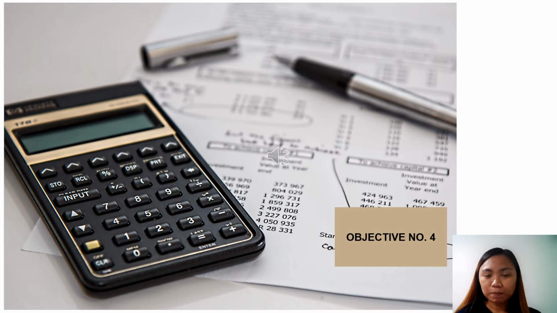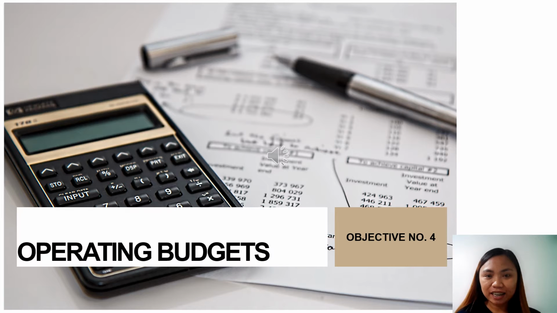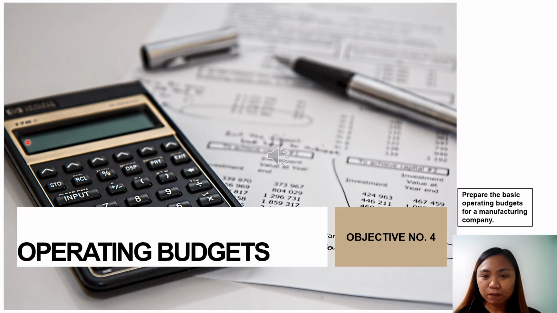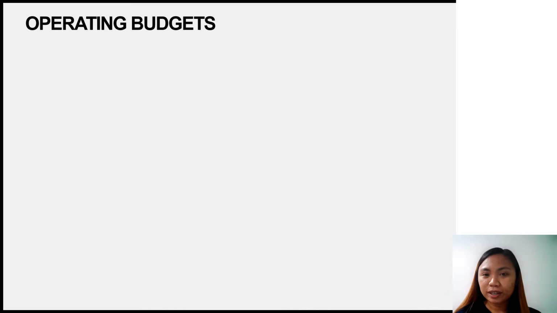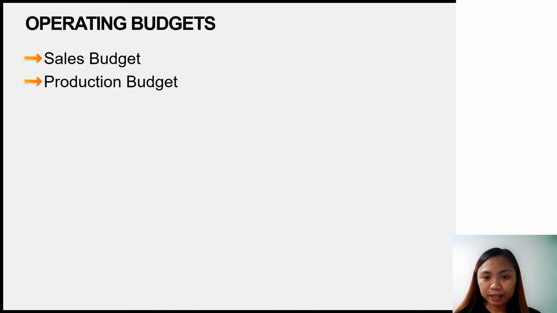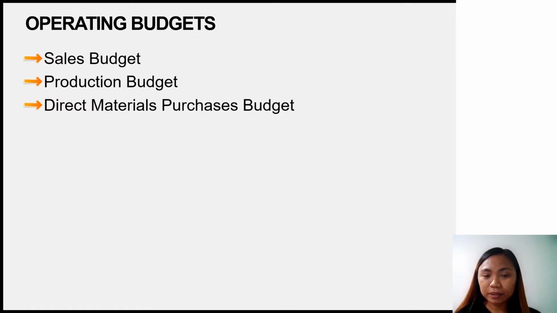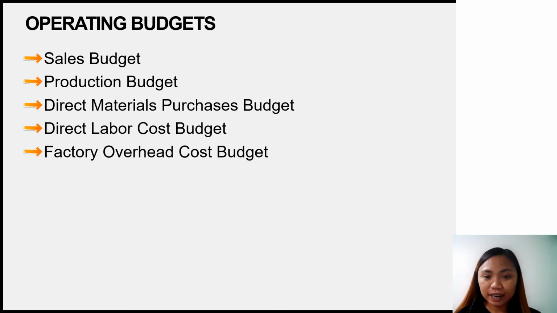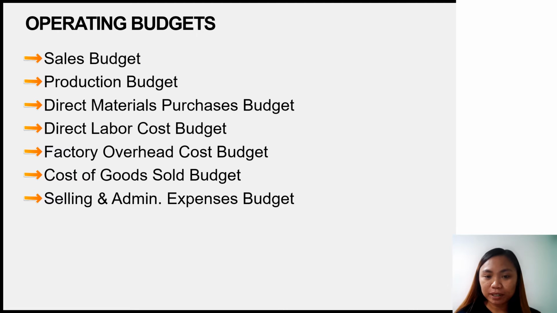Topic 4 is about operating budgets, and at the end of this topic, we'll be able to prepare the basic operating budgets for a manufacturing company. So what are these operating budgets? So the operating budgets are sales budget, production budget, direct materials purchases budget, direct labor cost budget, factory overhead cost budget, the cost of goods sold budget, the selling and admin expenses budget. And collectively, this will form the budgeted income statement.